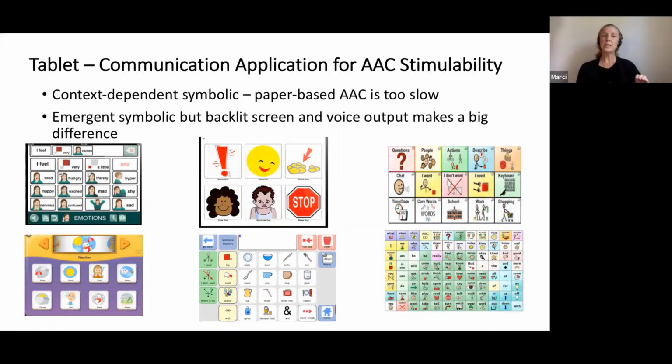For those emergent symbolic communicators, I might recommend the sounding board, the simple one, but when I'm starting to pull out the tablet, I'm noticing that it's the backlit screen and the voice of the tablet that allows the child to really pay attention. So sometimes for the pre-symbolic intentional communicators, or for those emergent symbolic communicators, sometimes it's just the presence of the backlit screen and the voice that really allows them to use the pictures versus the low tech.